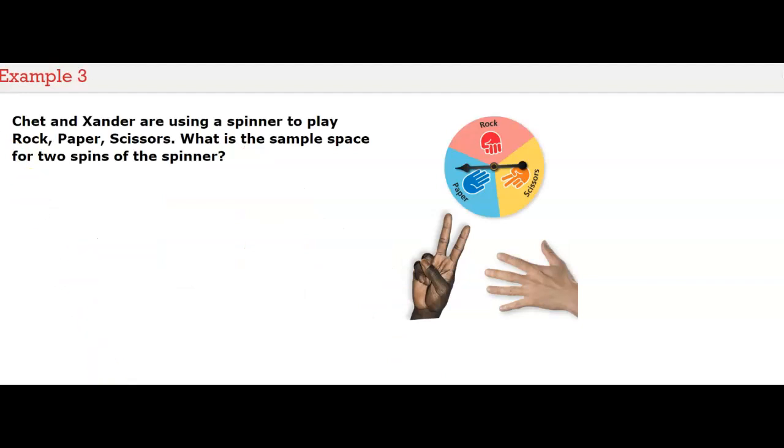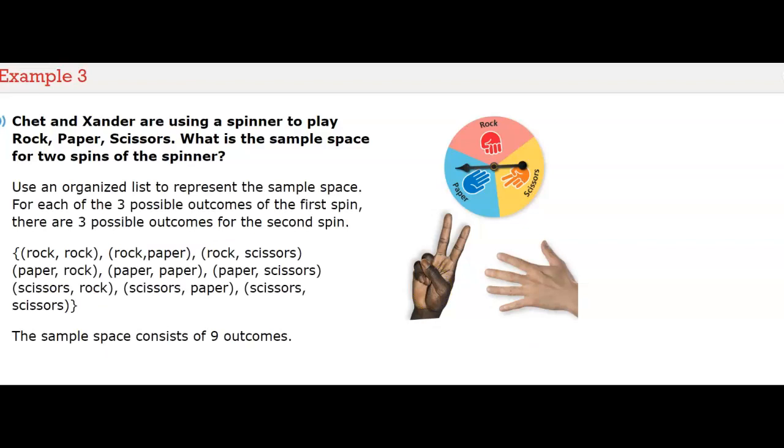Chet and Xander are using a spinner to play rock, paper, scissors. What is the sample space for 2 spins of the spinner? Use an organized list to represent the sample space. For each of the possible 3 outcomes of the first spin, there are 3 possible outcomes for the second spin. So outcomes could be rock, rock, rock, paper, rock, scissors, paper, rock, paper, paper, paper, scissors, scissors, rock, scissors, paper, scissors, scissors. So if we count that, that's 1, 2, 3, 4, 5, 6, 7, 8, and 9. So the sample space consists of 9 outcomes.